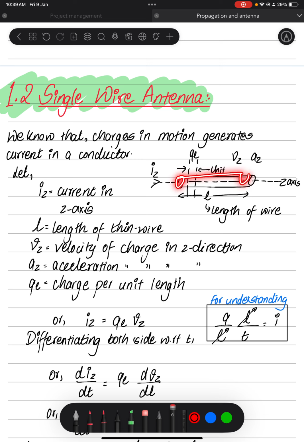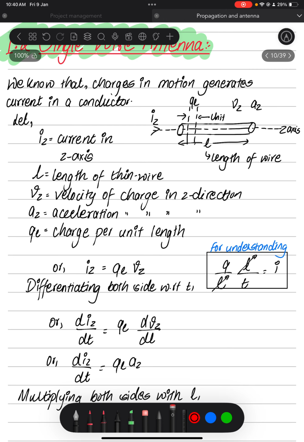Imagine a wire is placed on the z-axis, and let's take Ql, which is charge per unit length, and Iz is the current flowing in the wire. Vz is the velocity of the charge in the z-axis. Az is the acceleration in the z-axis. I've just kept this for future reference, and this is the length of the wire. So as simple as it is, first write this. How this came about, you'll understand.